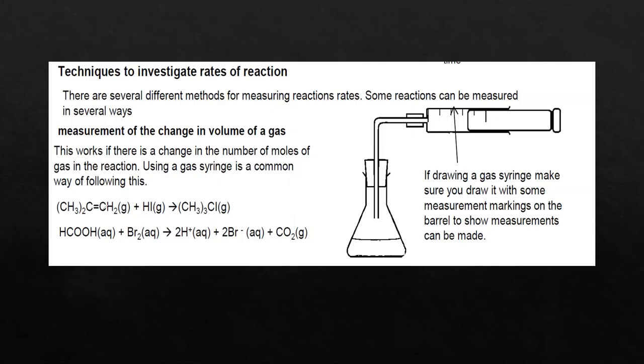So for this reaction to occur, the condition is that there should be a gaseous product. The gas should be there as a product. So when the gas is released during a chemical reaction, what will happen? This gas will push the plunger of this gas syringe, so we can record the volume of the gas.